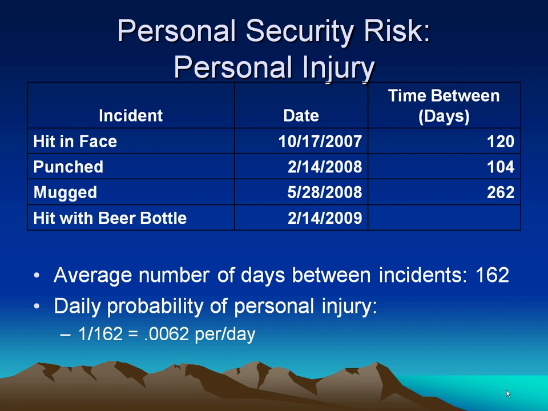Therefore, from our three categories, the risk of personal injury is the highest, followed by the risk of theft, and finally, the risk of being in a car incident has the lowest daily probability.